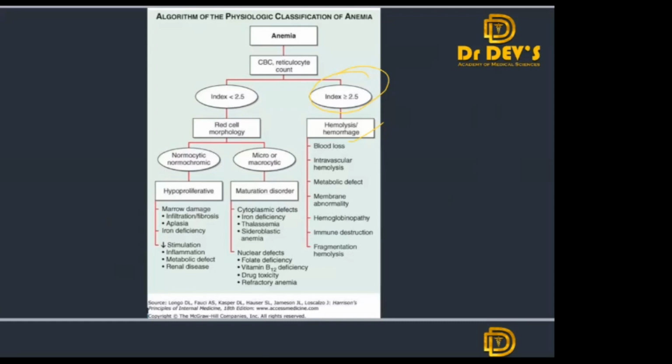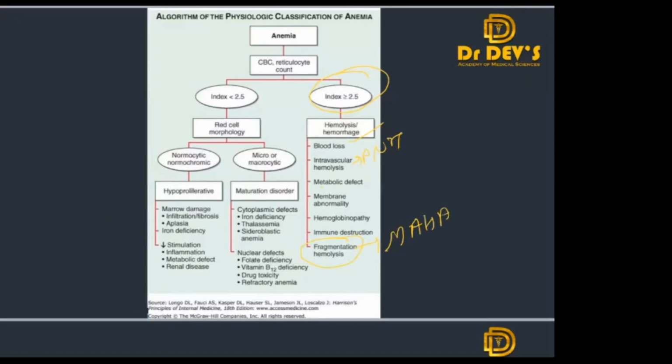So these are the causes of hemolysis, that is blood loss, intravascular hemolysis, that is PNH, metabolic defect like G6PD deficiency, membrane abnormality like hereditary spherocytosis, HbS sickle cell anemia, immune destruction, that is autoimmune hemolytic anemia, or fragmentation hemolysis, that is microangiopathic hemolytic anemia, that is MAHA.